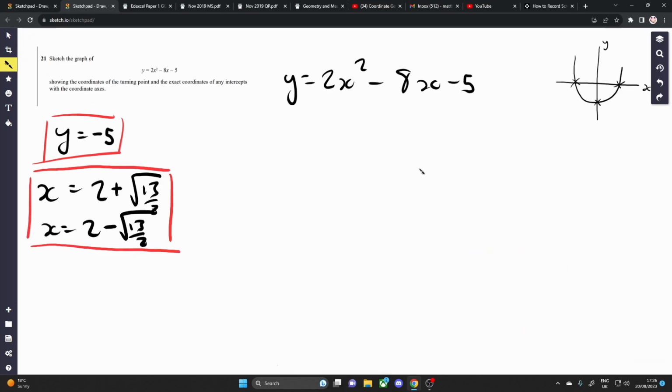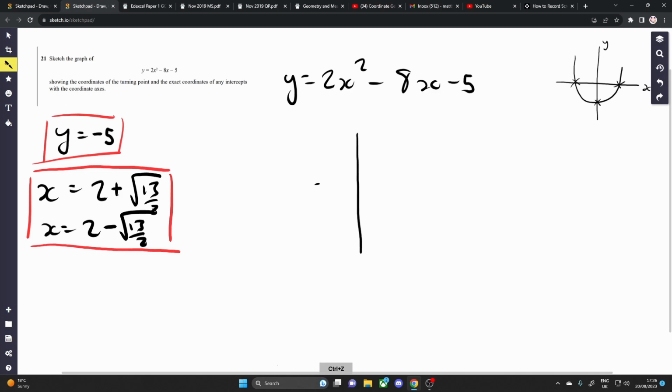Lovely. Okay, now that we've done that, I'm going to work out the X coordinate. We're going to work out where the turning point is, right? And how I'm going to do that is I'm going to work out the X coordinate and then plug it back into the equation. And because of how parabolas work, they're completely symmetrical, right?